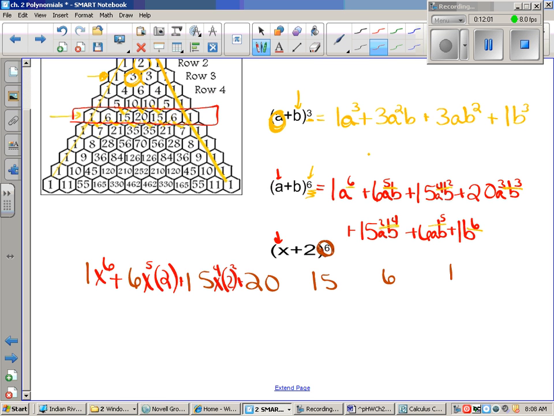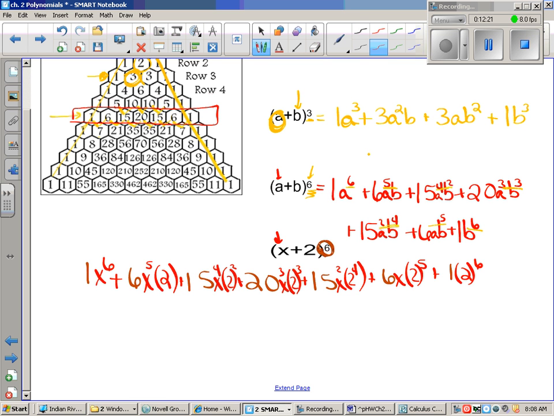See, we're treating it just like the b. The 20 is going to be x cubed, and then it's going to be 2 cubed. Then we have x squared, and we have 2 to the 4th. Then I have x to the 1st, and I have 2 to the 5th. And lastly, the x has gone down, and now I have 2 to the 6th.